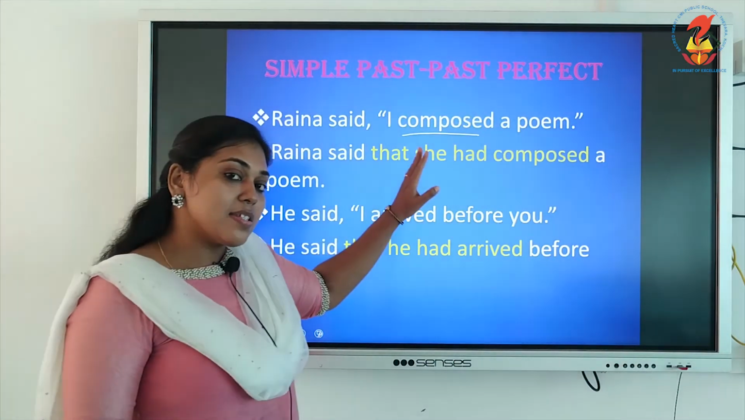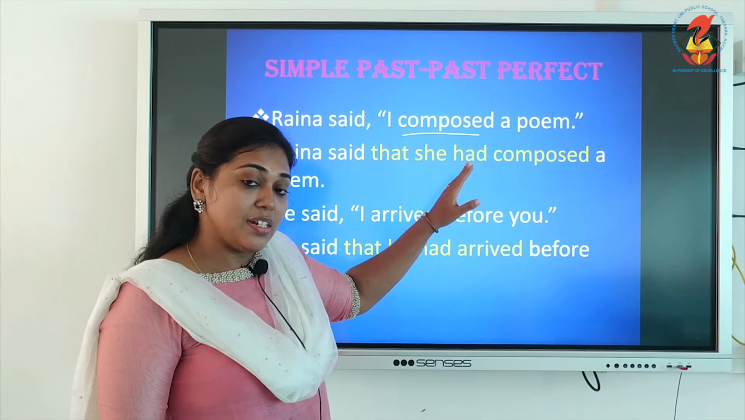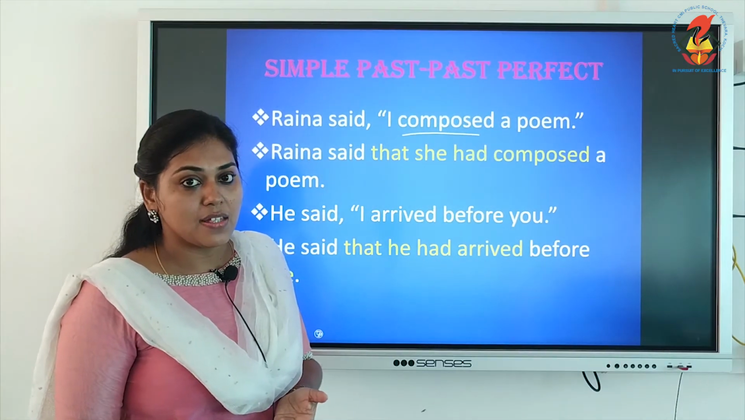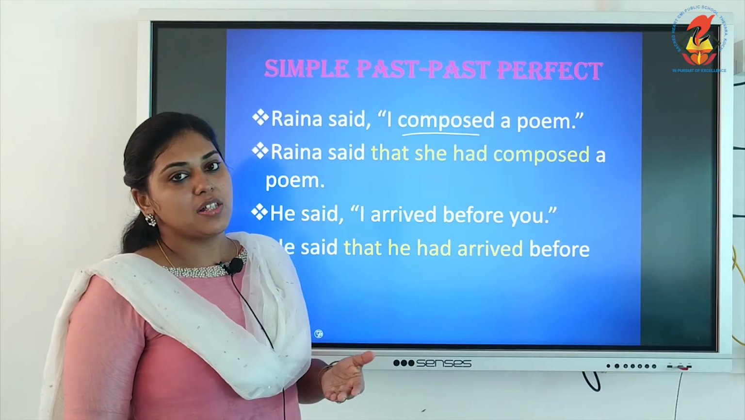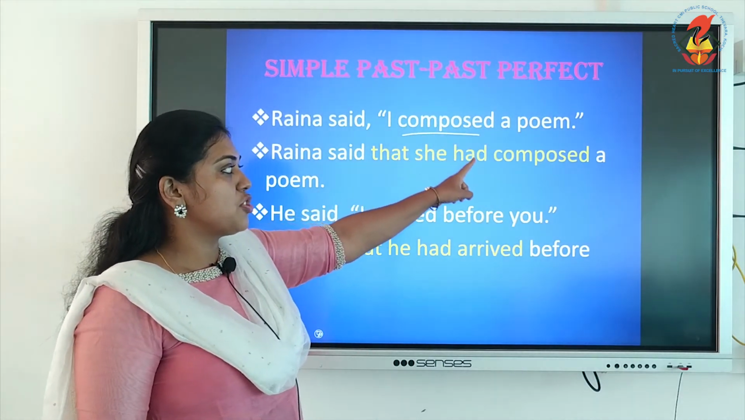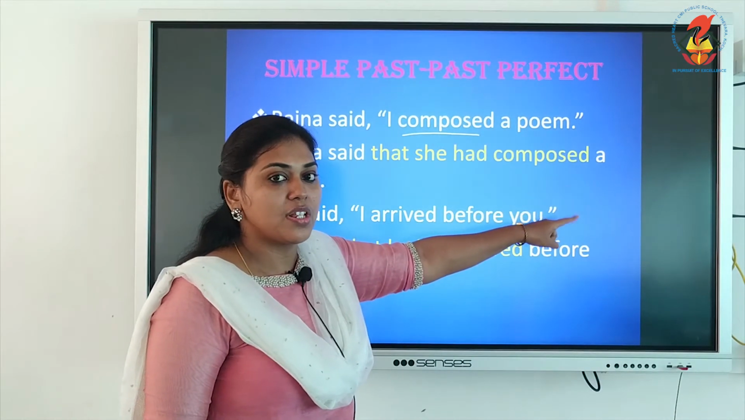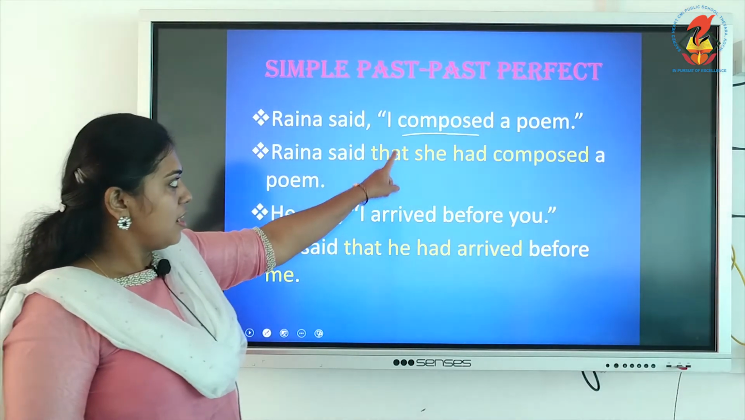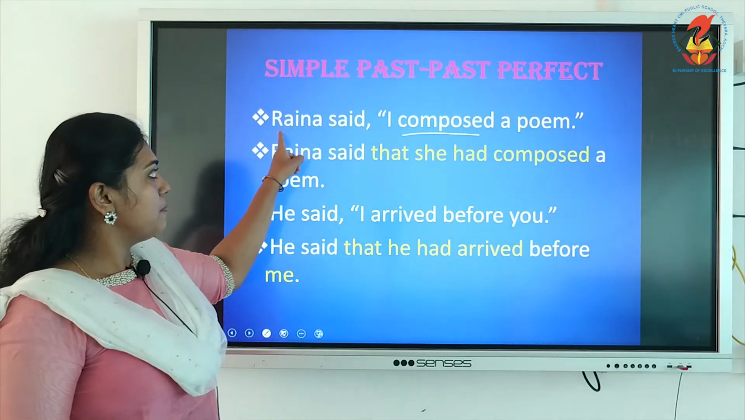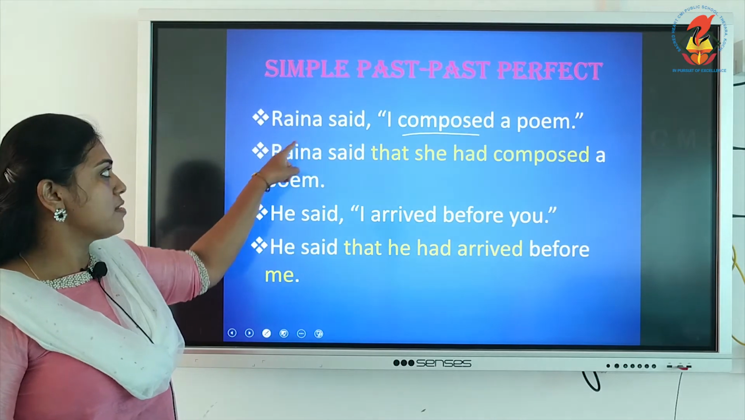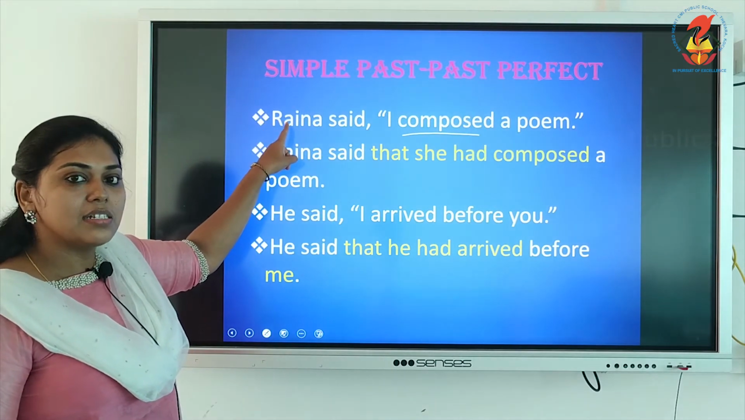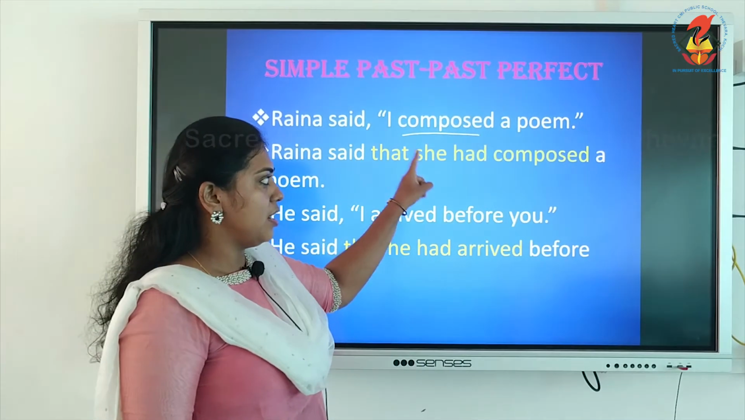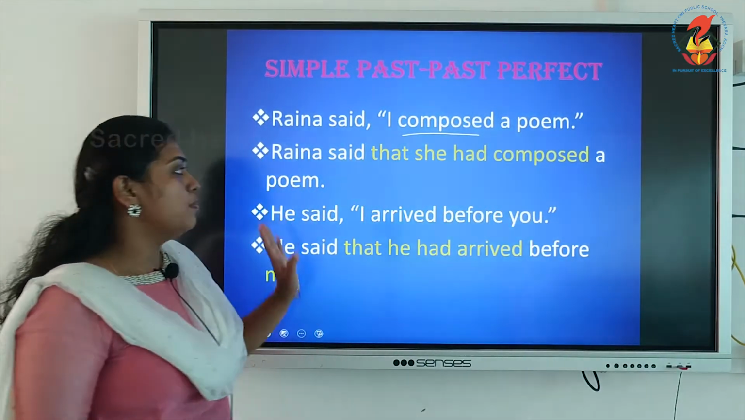So if simple past is the tense used in direct speech, we have to change it into past perfect tense. What is the formula of past perfect tense? Had plus past participle of the verb. So composed should be changed into had composed. Hence the sentence would be, Reina said that, and I should be changed into the same person as the subject of the reporting verb. What is the subject here? Reina. Reina is a female, so we have to use the female pronoun, which is she. She had composed a poem.